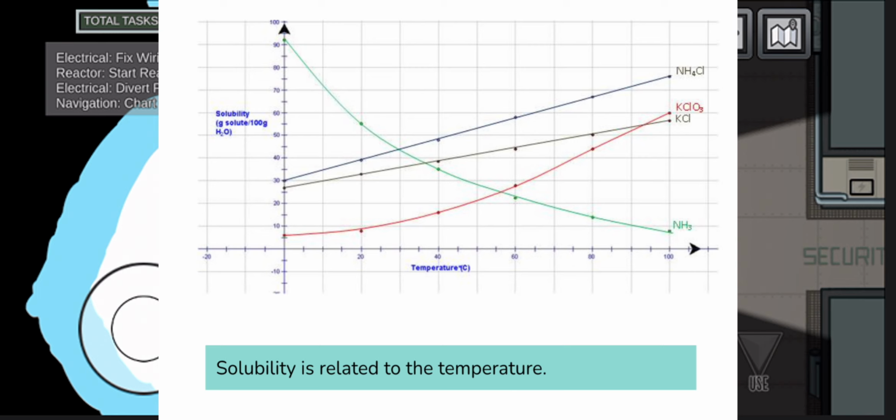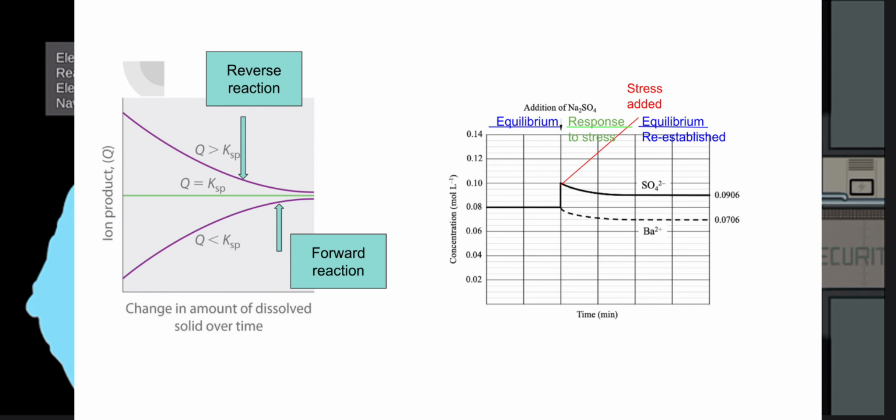For this graph, if Q is greater than Ksp, the reaction will shift to the right because the concentration of ions in the solution is greater than the solubility, so a precipitate forms. The solution is unsaturated when Q is less than Ksp, indicating that more solids can be dissolved until equilibrium is reached.